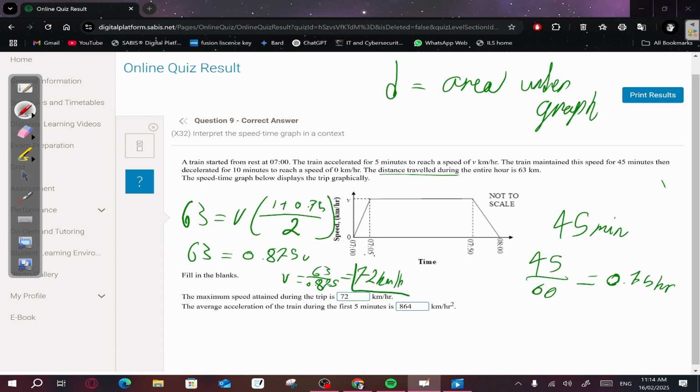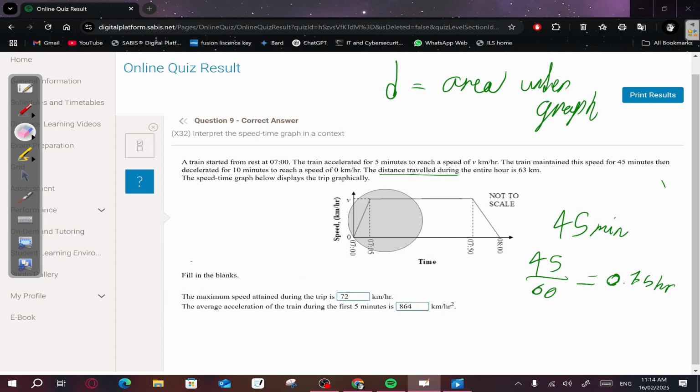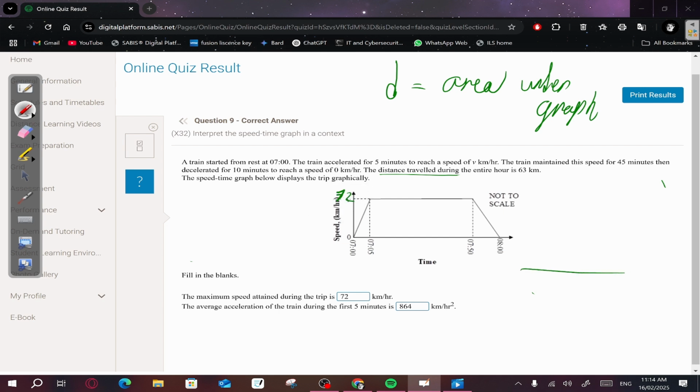Okay. So this is part A done. Now we're going to change v here to be 72. The average acceleration for the first 5 minutes: from 0 hours and 0 minutes to 0 hours and 5 minutes. So this is a difference of 5 minutes in time, so 5 over 60. Since it's a repeating decimal, we're just gonna keep it as 5 over 60 hours. They want it in kilometers an hour squared.